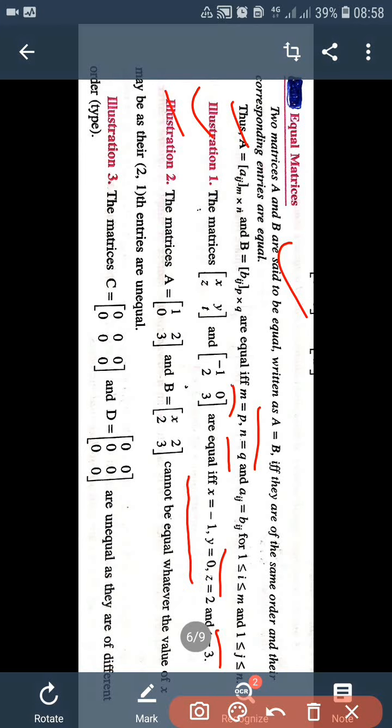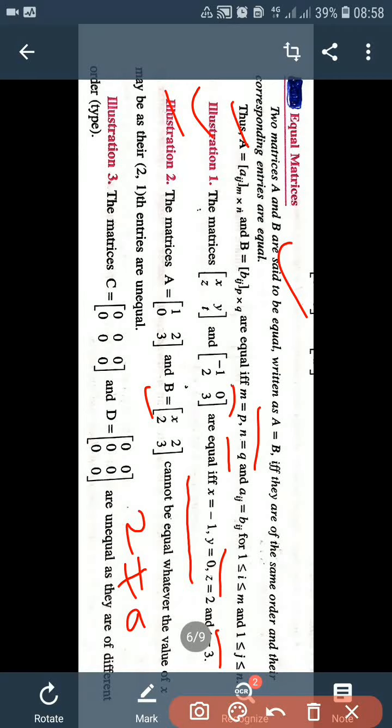Now the second example. The matrix A has first row 1, 2 and second row 0, 3. And matrix B has first row x, 2 and second row 2, 3. These matrices cannot be equal whatever the value of x. As we compare these, x is equal to 1 and 2 is equal to 2, but we can't say that 2 is equal to 0. That means 2 is not equal to 0.